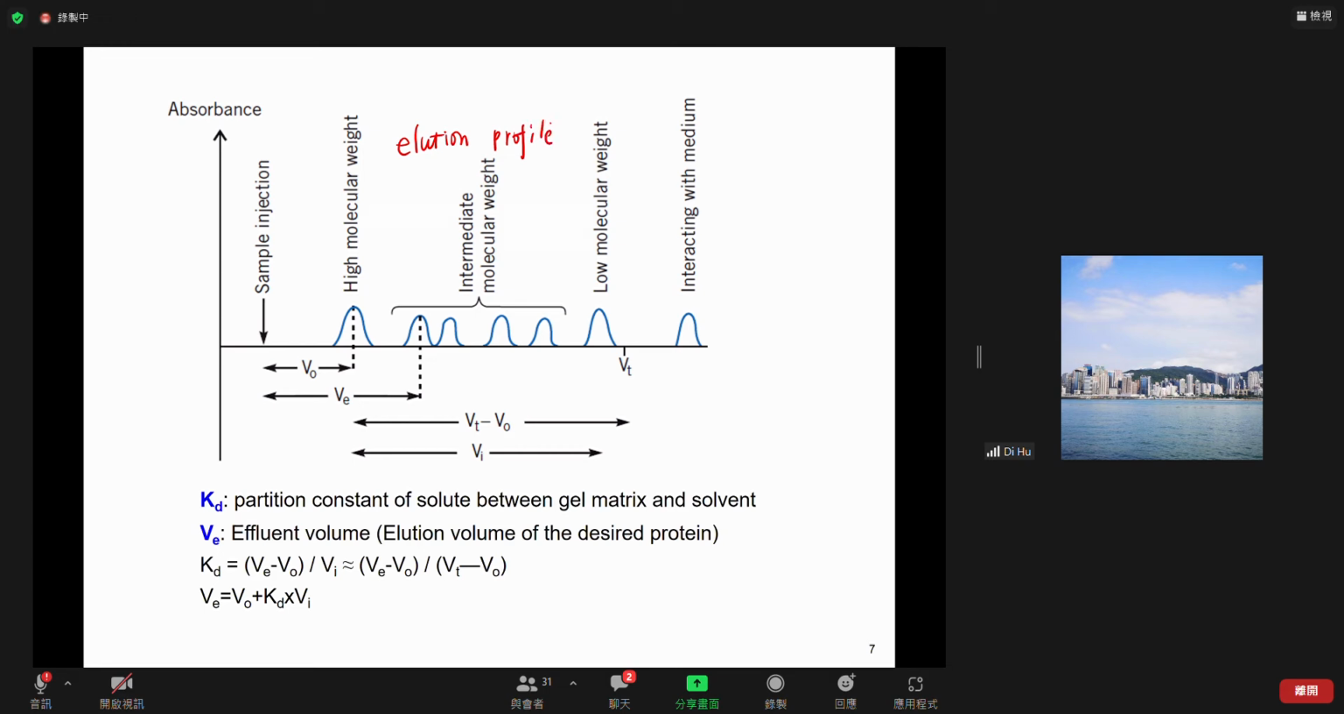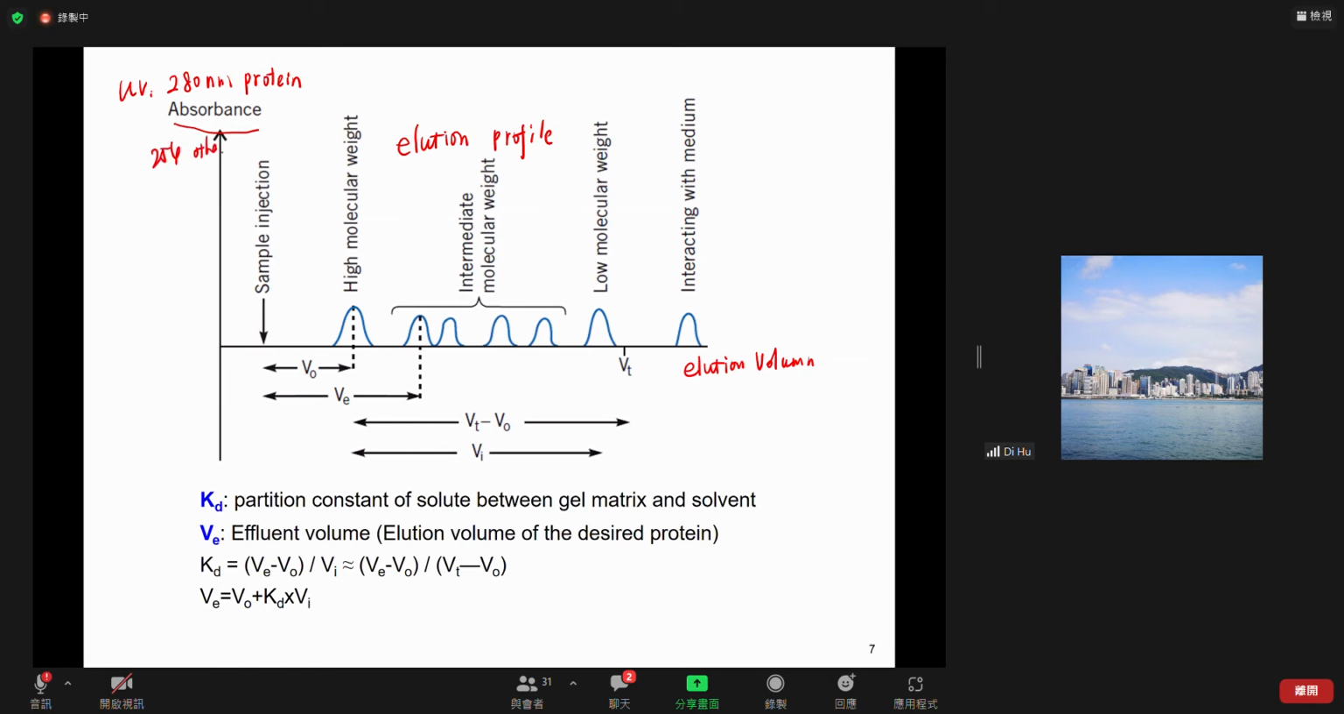In SEC, the x-axis is elution volume. It can be elution time as well, but most of the time we just use elution volume. The y-axis can be absorbance if you're using a UV detector. Normally that's 220 or 280 nanometers for protein, and say 254 for many others.